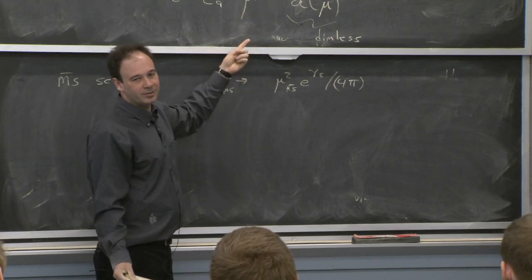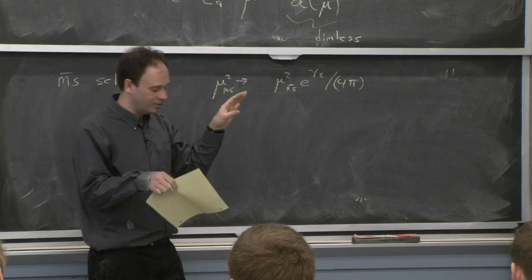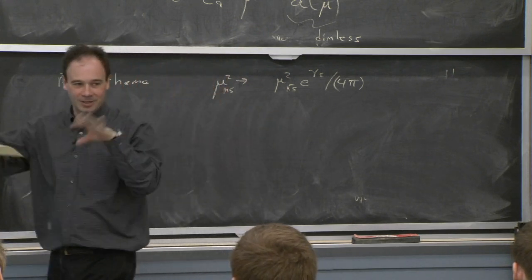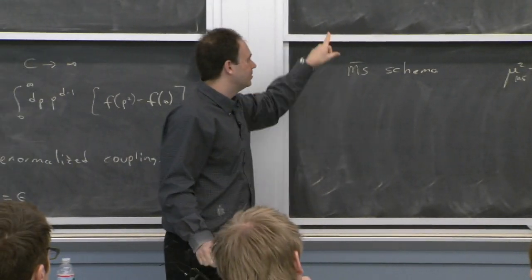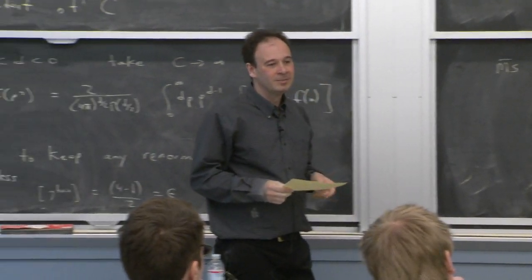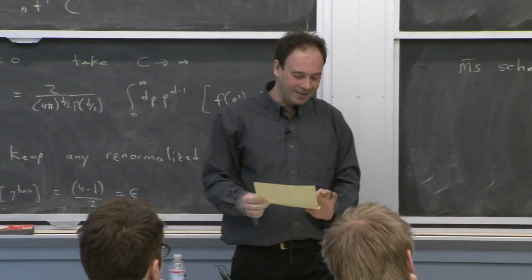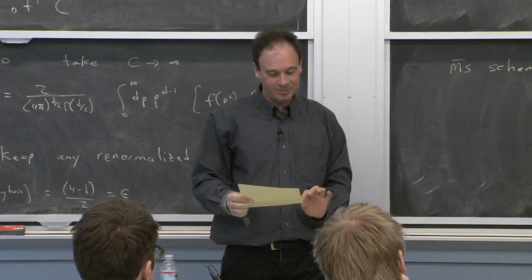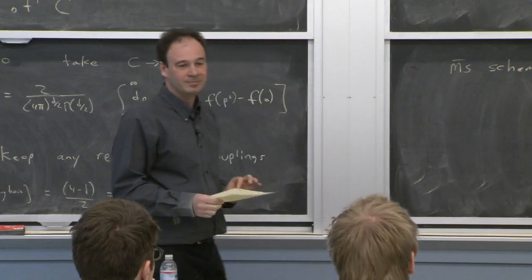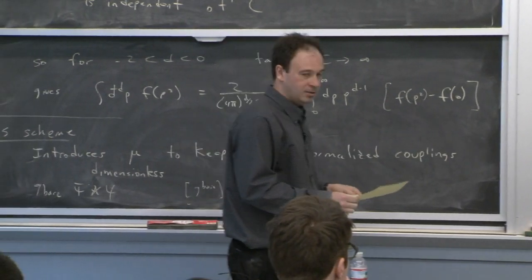Sometimes you see books do it by saying the loop measure is continued within mu to the epsilon. That's not right. This is right. If you do that, you'll get into trouble. Not always. That's why the books can get away with it. But in general, you'll get into trouble. All right, so we should stop there.